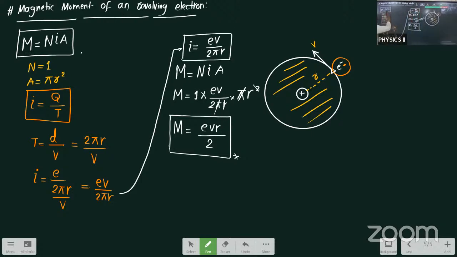I substituted all the values: N as 1, I as e v by 2 pi r, and A as pi r square. After substituting this, I get the final answer: the magnetic dipole moment of a revolving electron is M equals e v r divided by 2. Further, we can study the gyromagnetic ratio, but that's not necessary for our main examination. Let us move on to the next topic from moving charges and magnetism. I hope you understood this.